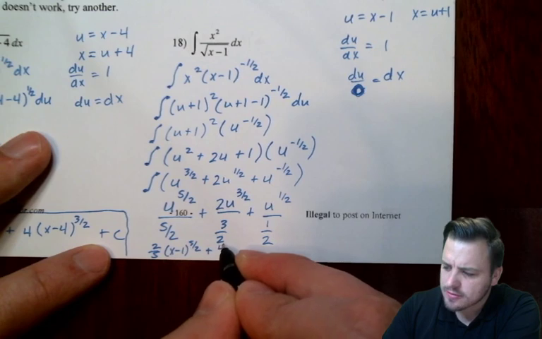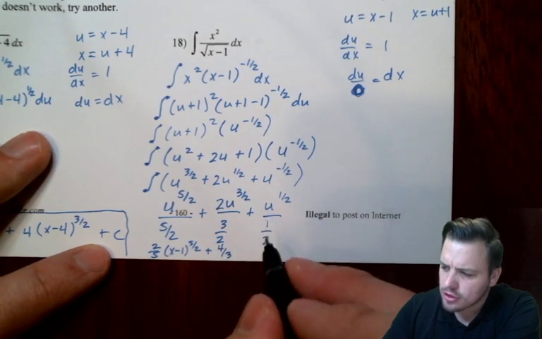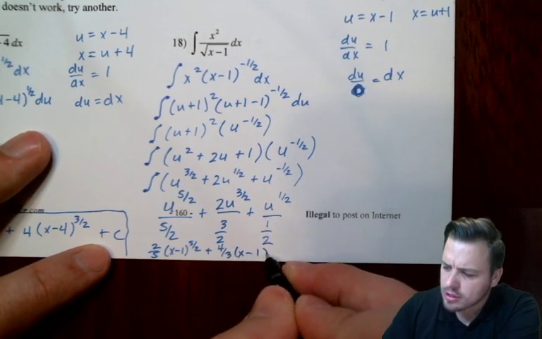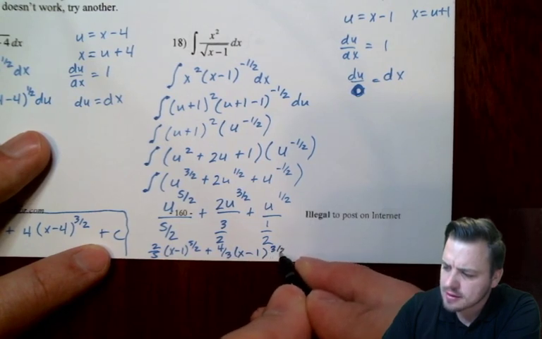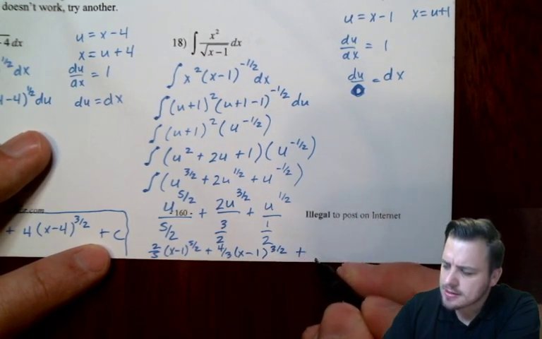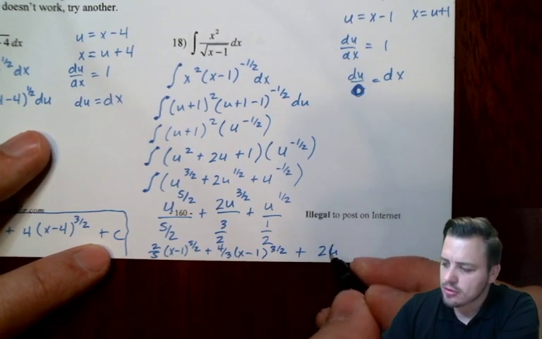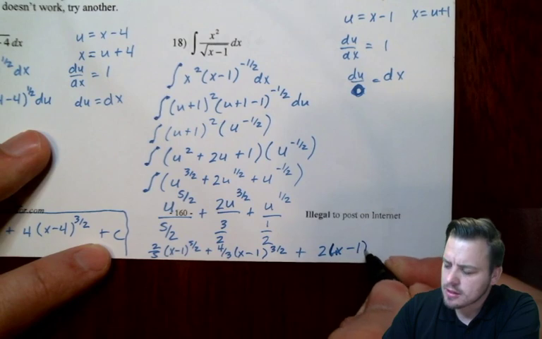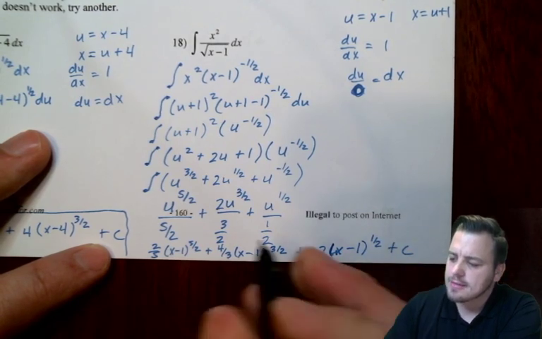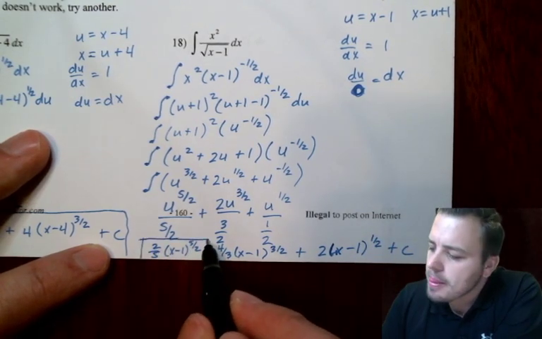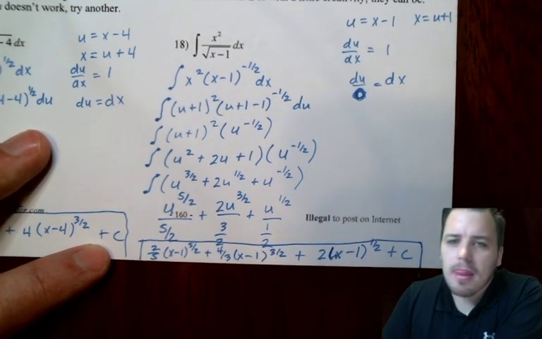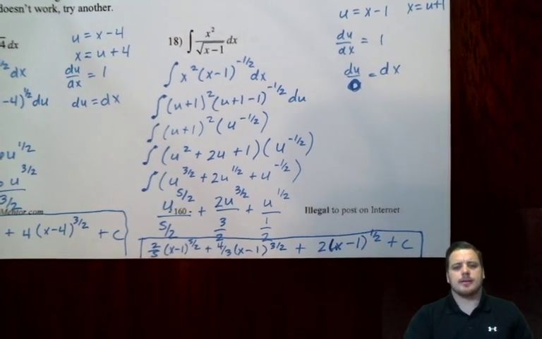So plus 4/3 u, which is x minus 1 to the 3/2, and then plus, that should be 2u to the, 2, not u, change u for x minus 1 to the 1/2, plus c. And that would be my answer.